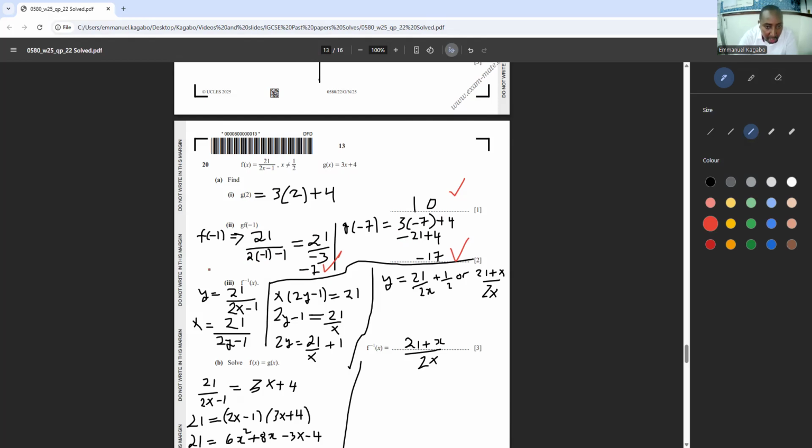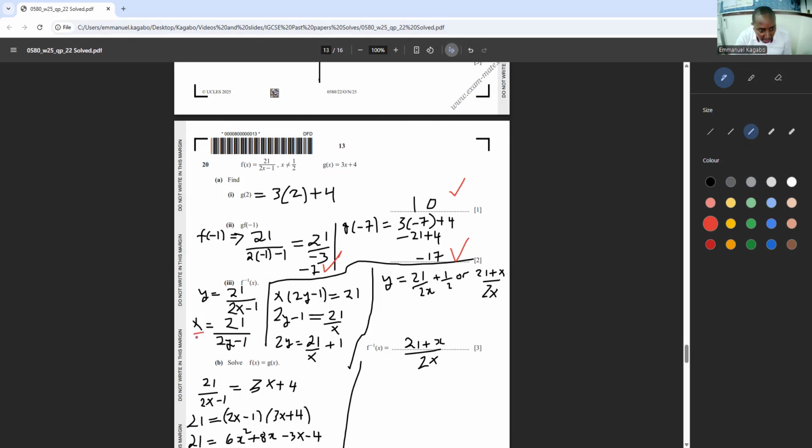Very good question. How do we get the inverse of the function? You write your function equal to y. Then you swap x and y. Then you make y the subject. So step 1, I let y equal to my function given. Then swap x and y. Then make y the subject.